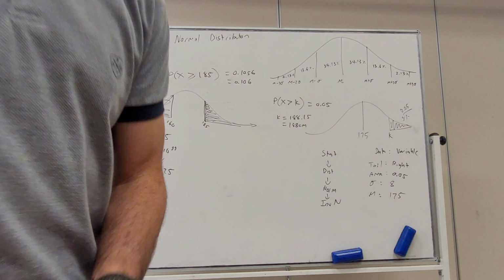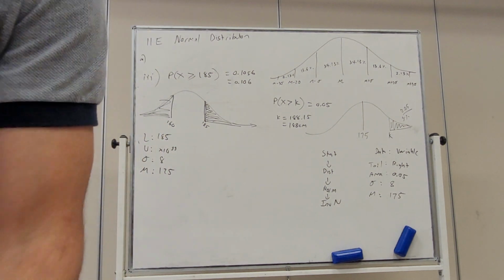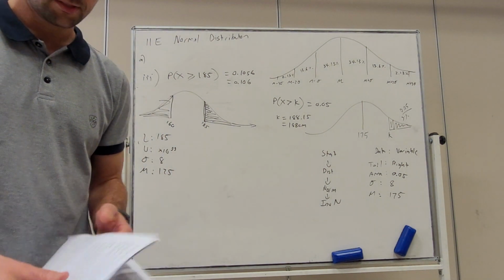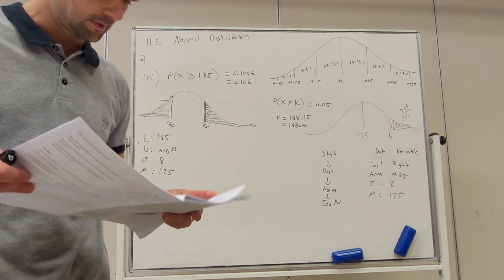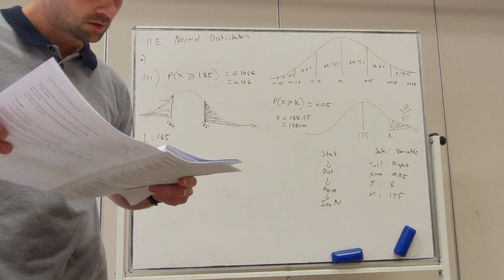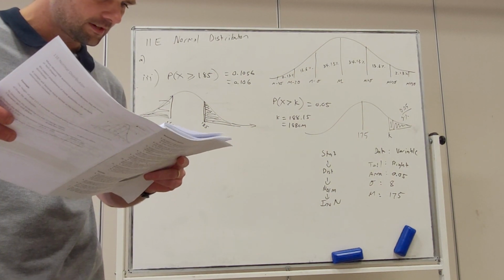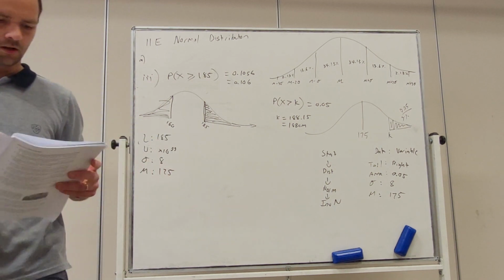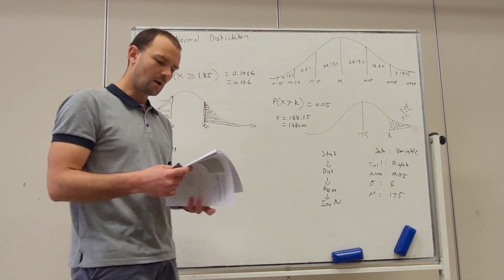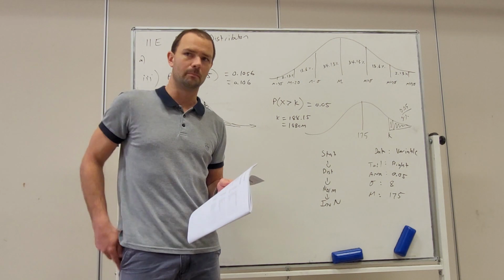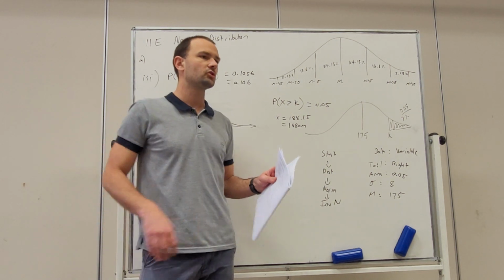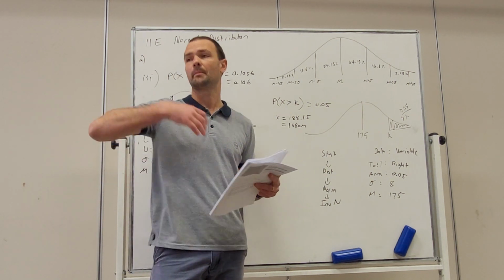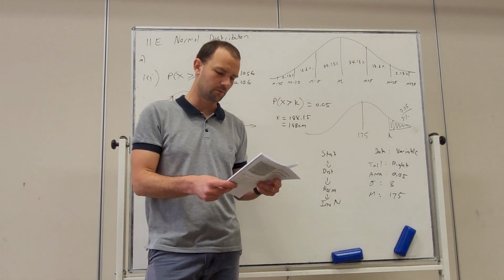Okay, any questions about this then? All right, so let's just go to our checklist quickly because we've got 11E. We've got questions 1, 2, 3, 4, 5 and 6 from the book. Now most of those questions you don't need to use your calculator, but you can, all right? I encourage you to be familiar with your calculator.